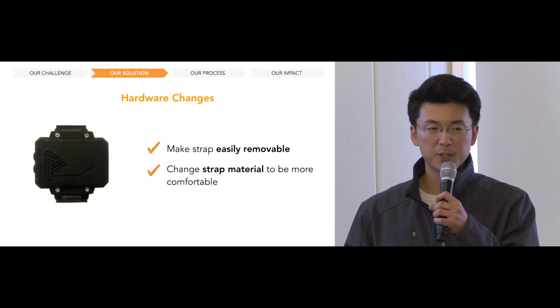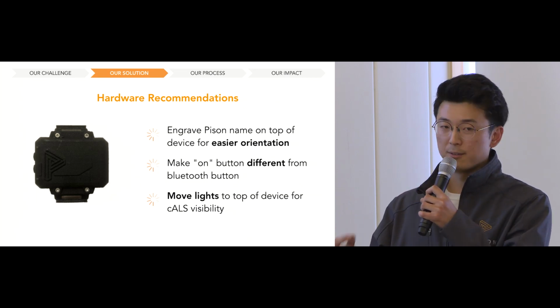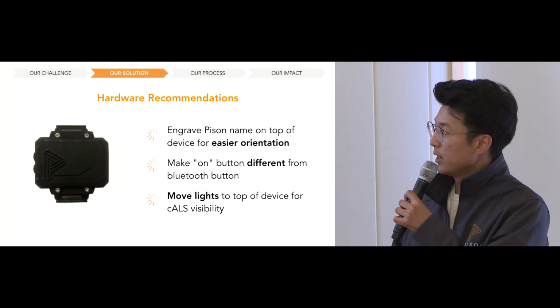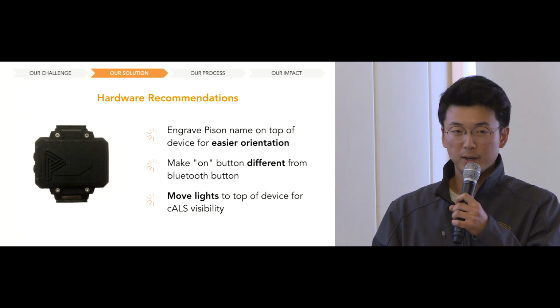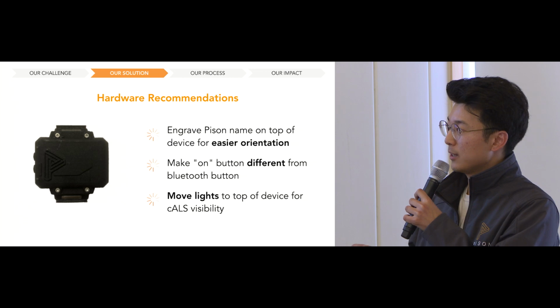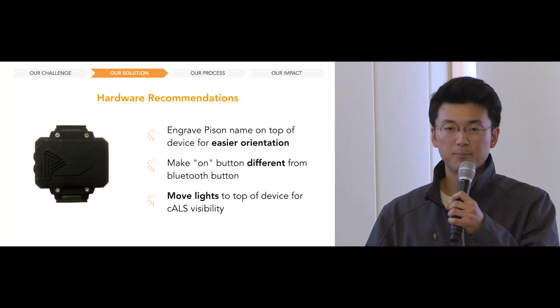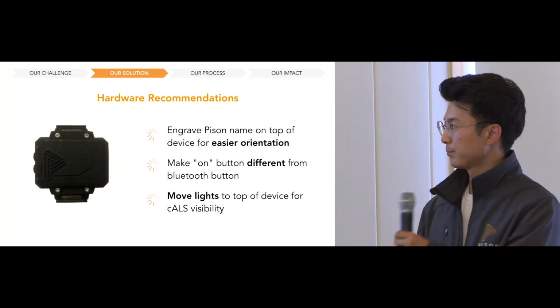But we also have three more changes in the pipeline currently in the works, such as engraving the Pison name on top of the device for easier orientation, making the on button different from the Bluetooth button, since right now they're exactly the same and not discernible from each other, and lastly, moving the lights to the top of the device from the side of the device to make sure that the caretakers have better visibility of what's going on.